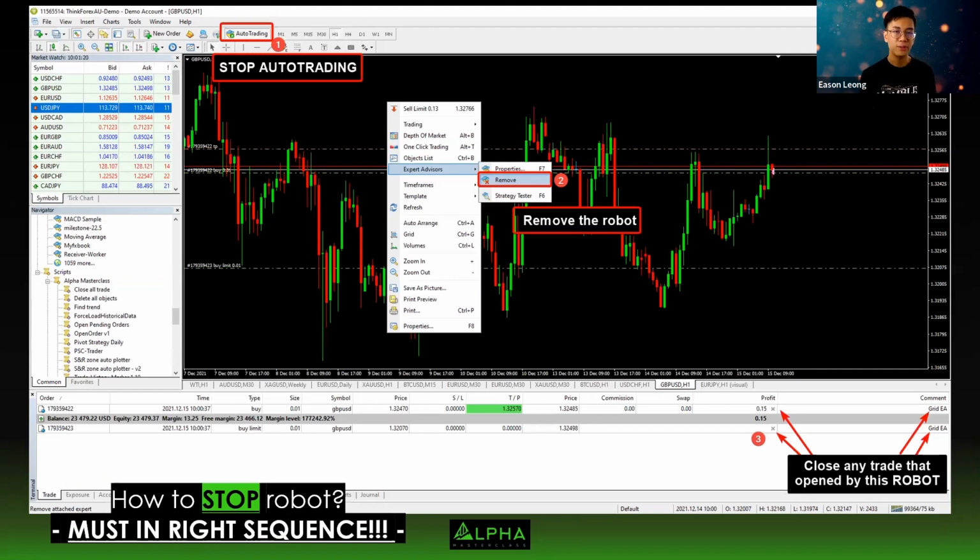Now to stop the robot, first thing first, you have to stop the auto trading. Make it red so that you can enter the next step, which is to right click on the chart, Expert Advisors, and then remove it. Remove it from the chart, then the robot will not be here anymore. Then you can close any trade that was opened by the robot.